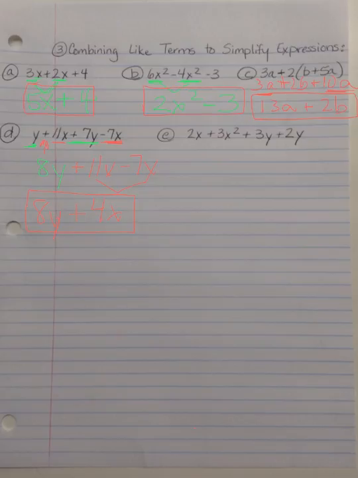In the last example, I'm going to look and say, okay, there is nothing I can combine 2x with because I don't have another x. I only have x squared. So I can't combine that. I can't combine 3x squared with anything because I don't have an x squared anywhere else. And so the only things that I can combine or simplify are 3y plus 2y, which becomes 5y. So this becomes 2x plus 3x squared plus 5y. And that's my answer.